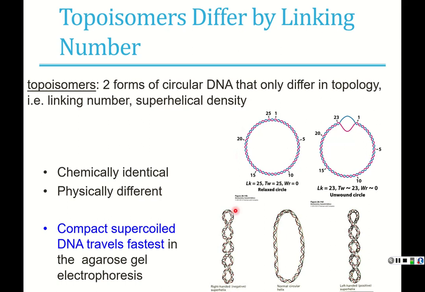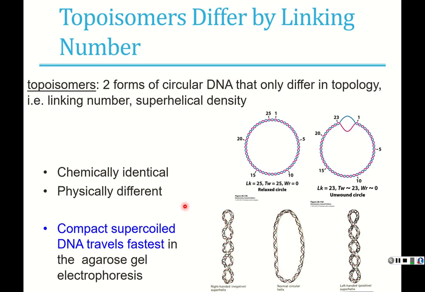So this example from the book is shown here. Right, this circle of DNA has a linking number of 25. This one now is underwound. It has a linking number of 23. We would refer to those as topoisomers. Right. If you want to get really in detail, the negative supercoil here has a right-handed supercoil, and the positive has a left-handed, but I'm not going to expect you to know that in this case.